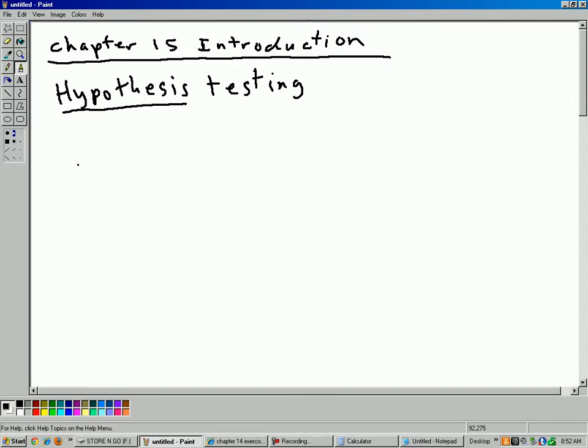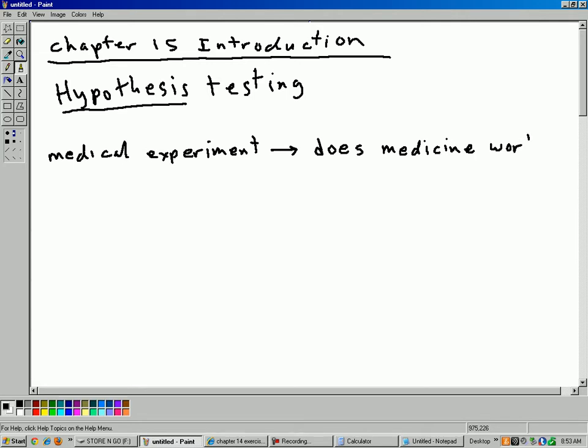So let's just use an example. Let's say you're doing a medical experiment and you want to know, does the medicine work? So you have some sick patients, they volunteer for some sort of clinical trial, and you give them some medicine, and one group gets medicine, one group gets placebo, and then after maybe 6 months, you bring all the subjects back into the clinic and you test them and see if they're cured or not. Something like that. So that's the basic question I'm going to use as an example. Does the medicine work? Does it cure the ailment, whatever the ailment is?